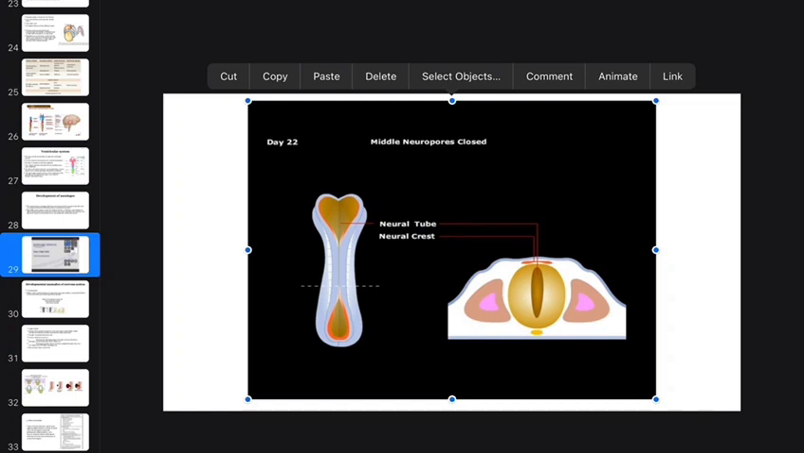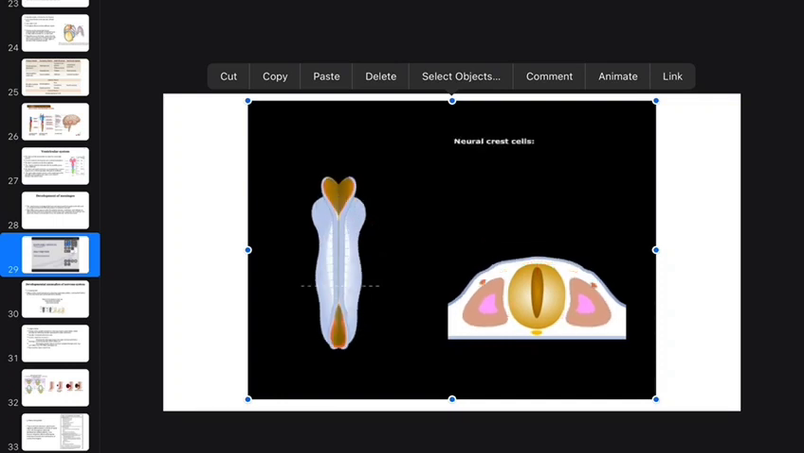At the same time, as the neural folds fuse, a population of cells separates from the tips of the neural folds to become a mass of mesenchymal cells called the neural crest. The neural crest cells migrate throughout the body to form a wide variety of cell types, including Schwann cells, the meninges, endocardial cushions, parafollicular cells, and the adrenal medulla.